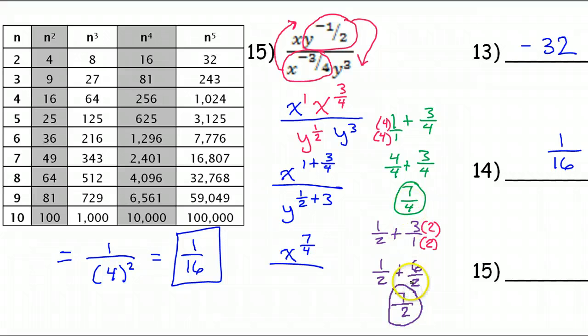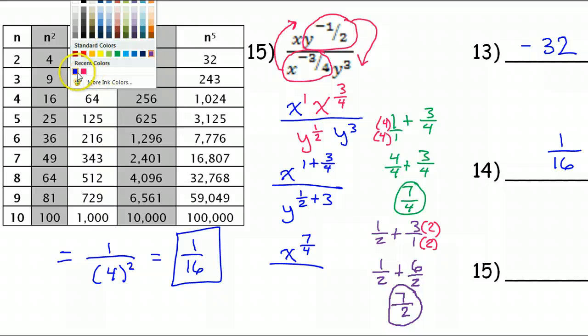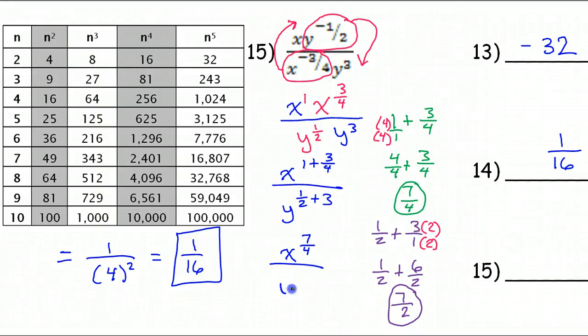Okay, so I had 7 over 4, now I have 7 over 2. And that is going to give me the final answer. So I will have y to the 7 over 2 power. And I would just leave it just like this.